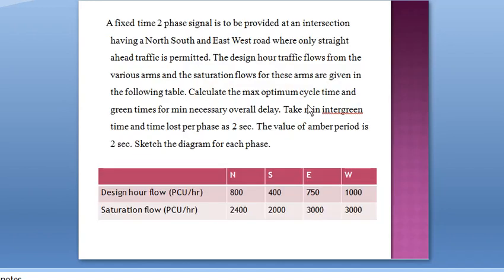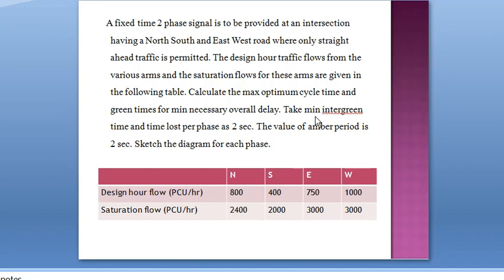The data provided are the time loss per phase as 2 seconds, and the intergreen time is also provided. So in this situation we use another equation for calculating the loss time. Intergreen time means the time between two green signals. That is, for road A and road B there will be green signals, and the time between the green signal in road A and the green signal in road B is known as the intergreen time.